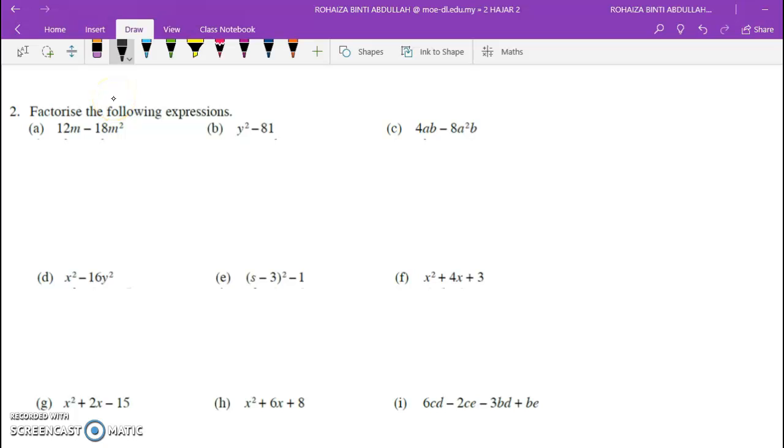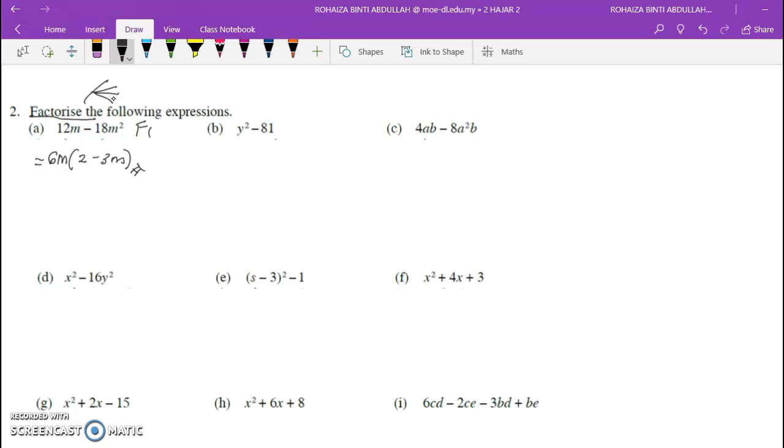Factorize the following expressions. 12m minus 18m squared. Okay, factorize. So remember, we have 4 types of factorize. For question A, we use the first factorize. Find the highest common factor. 12 and 18 is 6. And then m. Multiply 6m is 12m. And then 3m multiply 6m is 18m squared.